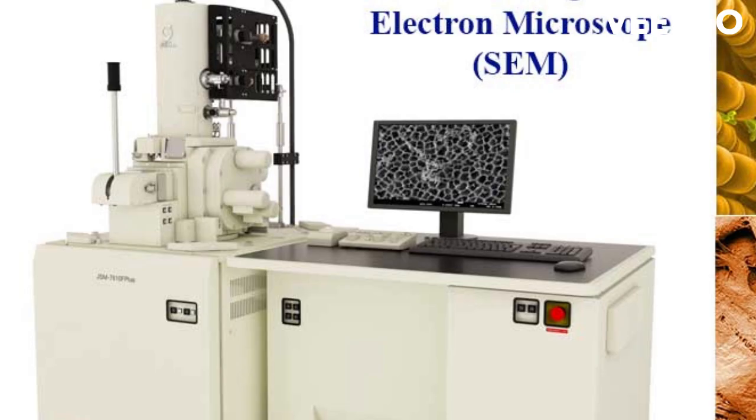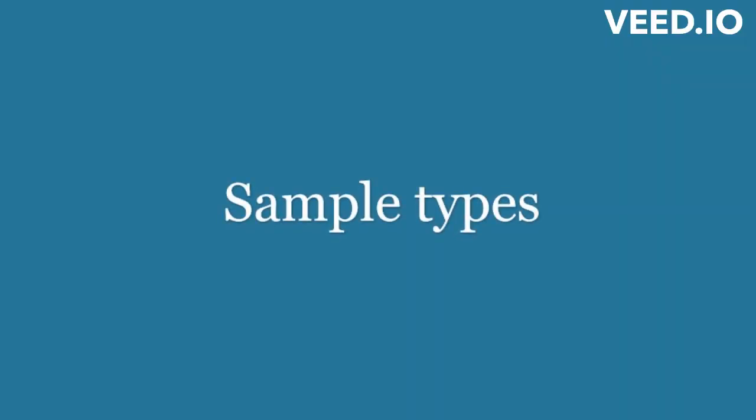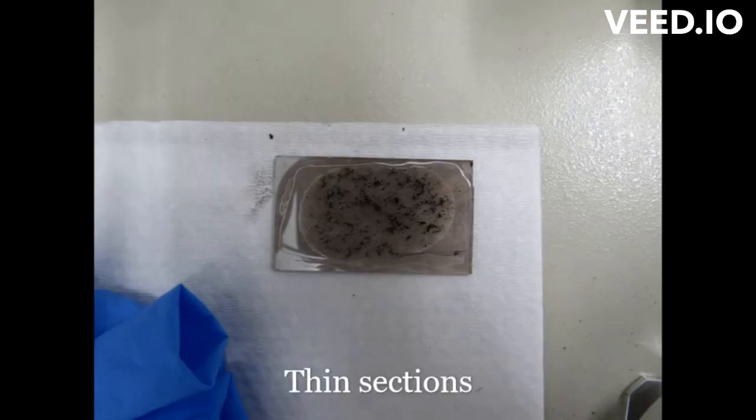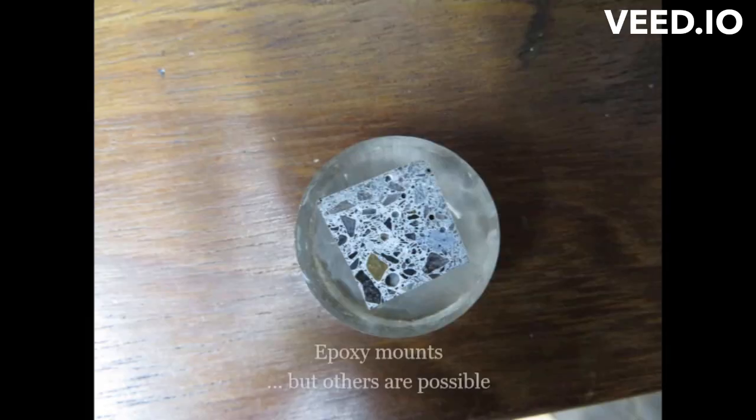In today's lesson we are going to learn more about sample types for scanning electron microscopy or SEM. Thin sections and epoxy mounts, but others are still possible.